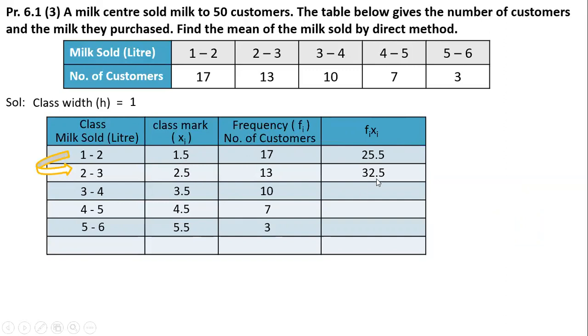You can do the same thing for the rest of the numbers. 3.5 into 10 will be 35. 4.5 into 7 will be 31.5. 5.5 into 3 will be 16.5.